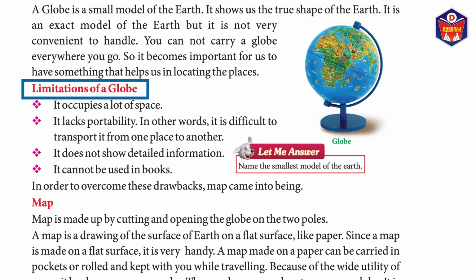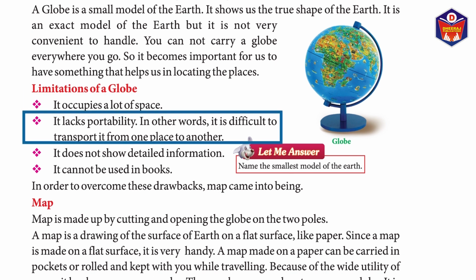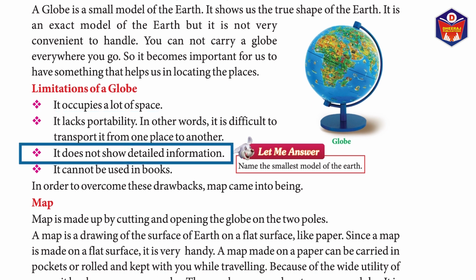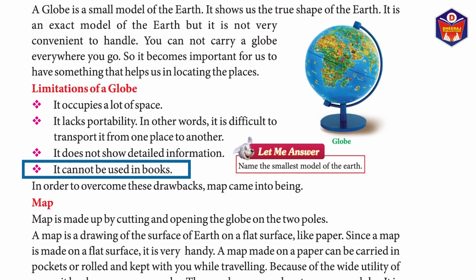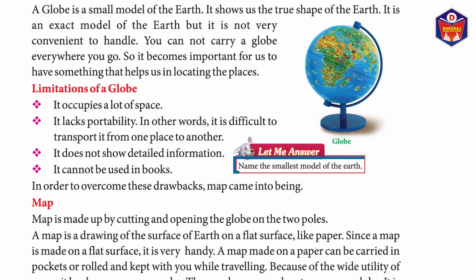Limitations of a globe. It occupies a lot of space. It lacks portability. In other words, it is difficult to transport it from one place to another. It does not show detailed information. It cannot be used in books. In order to overcome these drawbacks, the map came into being. Let me answer. Name the smallest model of the Earth.